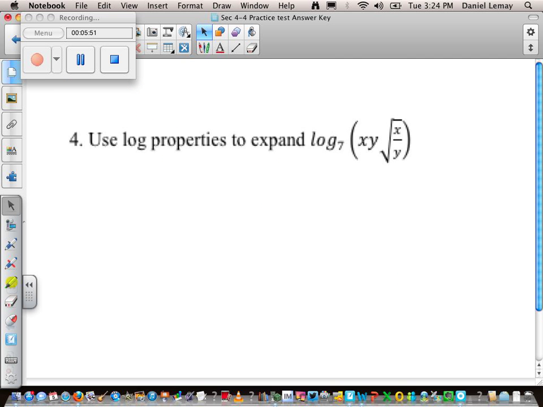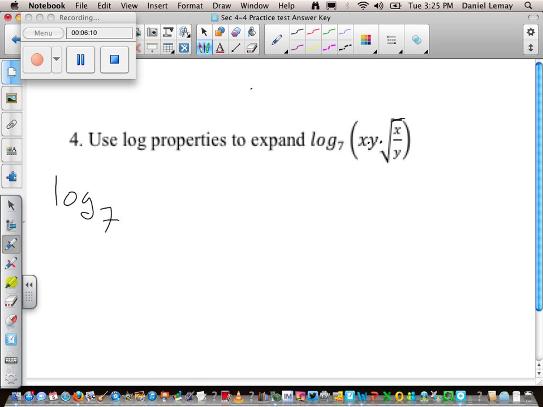Oh, so now we're just supposed to expand this. So what do I've got? I've got a multiplication, and then I've got the square root, which I'm going to treat like an exponent. But let's treat this as easy as we can. So I'm going to write log base 7 of x plus log base 7 of y. Remember, I'm adding because I'm multiplying. Plus log base 7 of the square root of x over y.